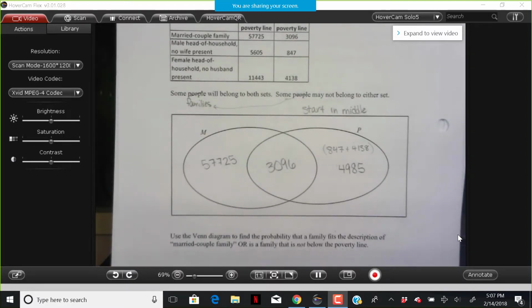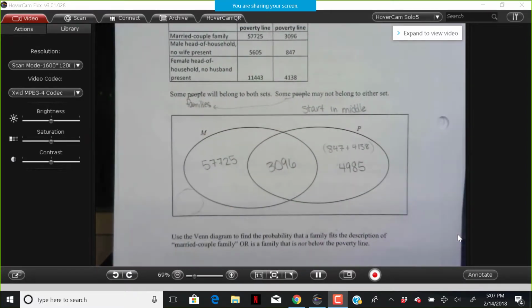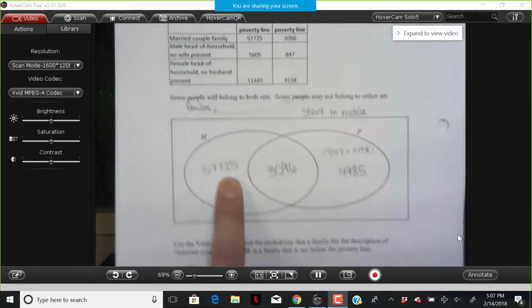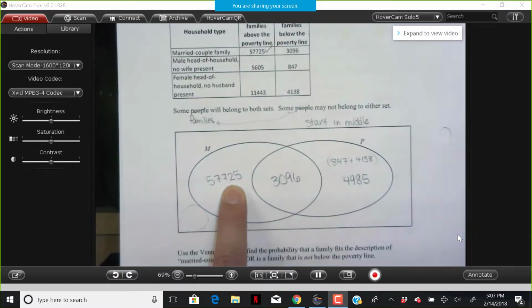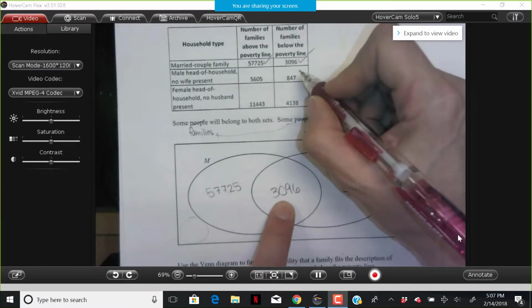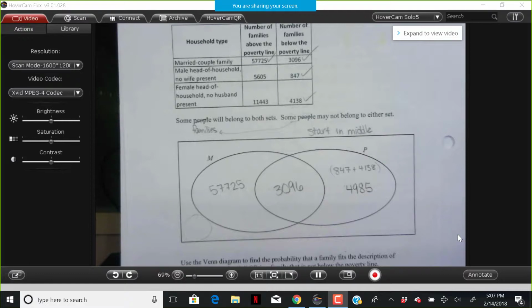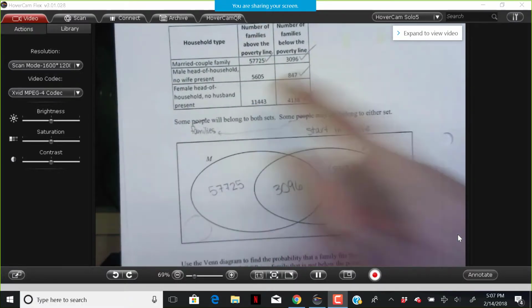Okay, now we have to figure out how many people are outside of either of the circles. So I'm going to identify which numbers I've already used. I've used the 57,725. I've used the 3096. I've used the 847, and I've used the 4138. So it's 5605. Yep.